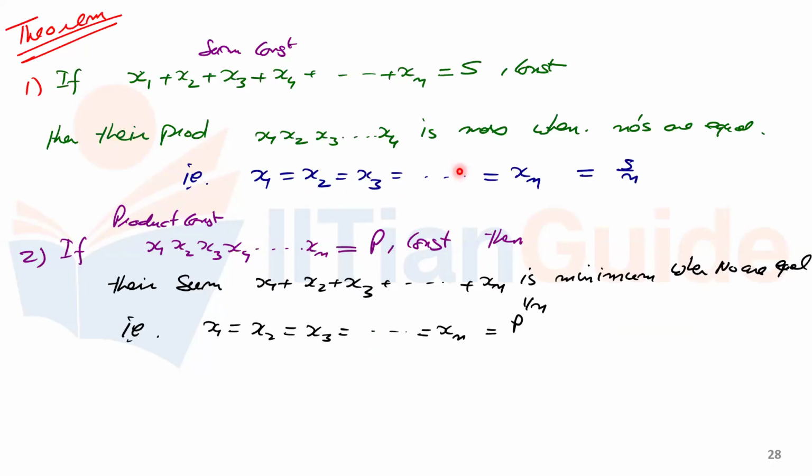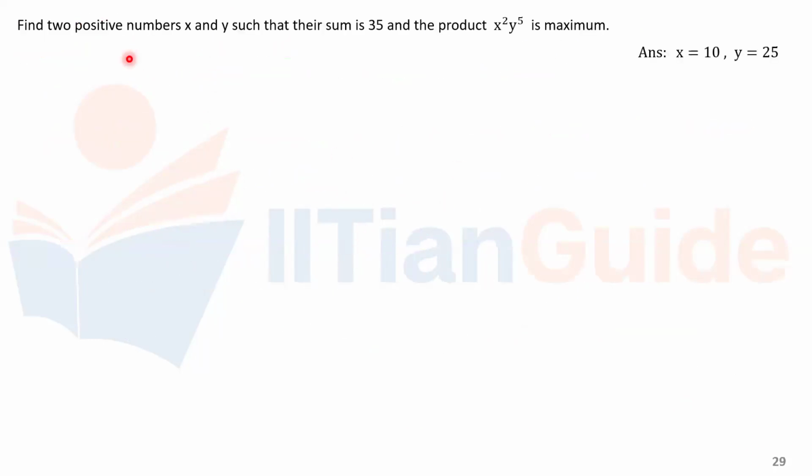Okay, now we are on this question. Find two positive numbers x and y such that their sum is 35. The sum is constant, and he is asking about the product. So I can go by the arithmetic mean, geometric mean, and I can also do the maximum-minimum method. Both options are there. But anyway, the sum is constant, that is 35.